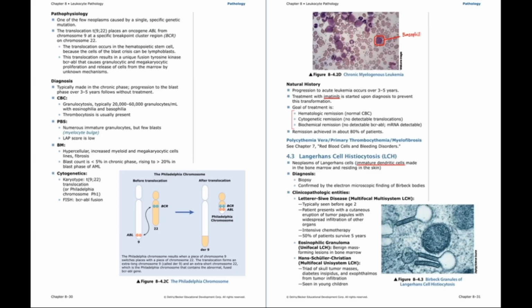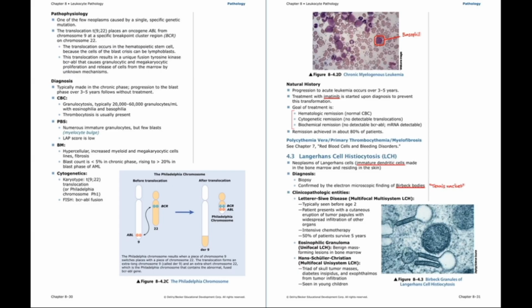Diagnosis of this disease is made by biopsy and is one of the few remaining uses for electron microscopy in diagnostic pathology, because these tumors have this very unique electron microscopic finding of Birbeck bodies. We see a good illustration of this in figure 8-4.3, in which the Birbeck granules are seen, the so-called tennis racket forms. Langerhans cell histiocytosis has three general clinical pathologic entities.